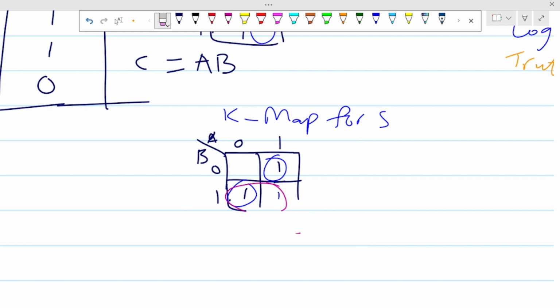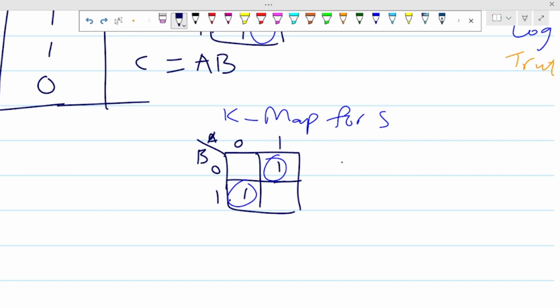But let me just undo this whole thing so that it will be clear here better. So since they are not in that X and Y direction, we group them separately. So this is for B, this is the K-map for S.